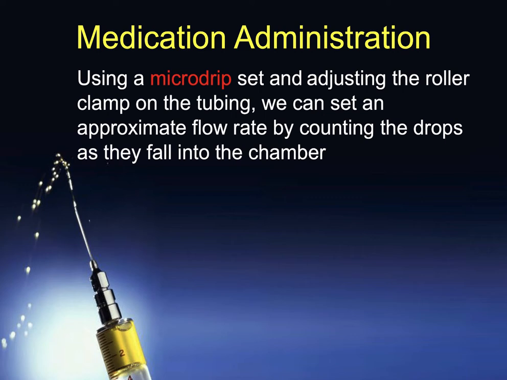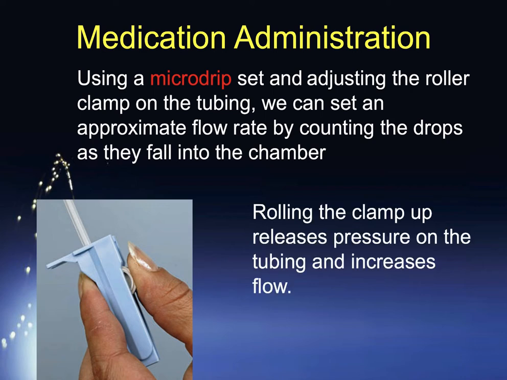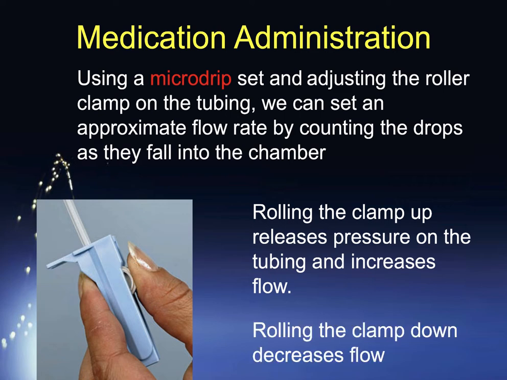With medication administration, we use a microdrip set, and we use a roller clamp on the tubing to set an approximate flow rate by counting those little drops as they fall into the chamber. So we have the roller clamp. That's what's going to control. By rolling the clamp up, it releases the pressure off the tubing and increases the flow. Rolling the clamp down decreases the flow. And this is obviously a very primitive system. You're simply putting a little squeeze on the tube and you're varying the amount of squeeze as you move the clamp up and down.